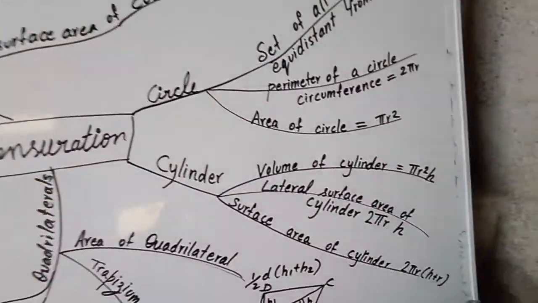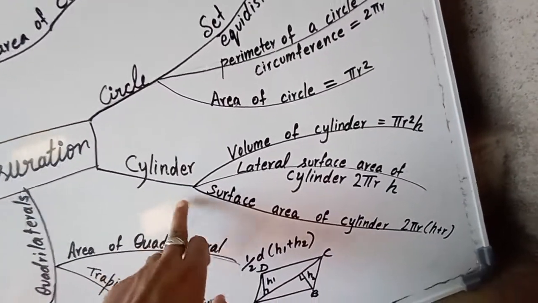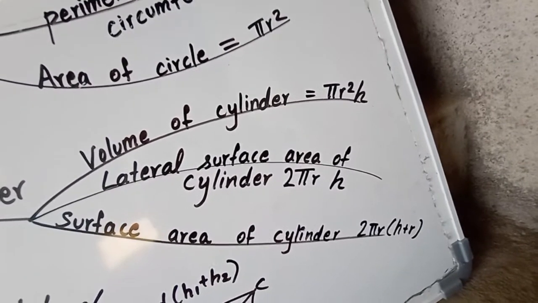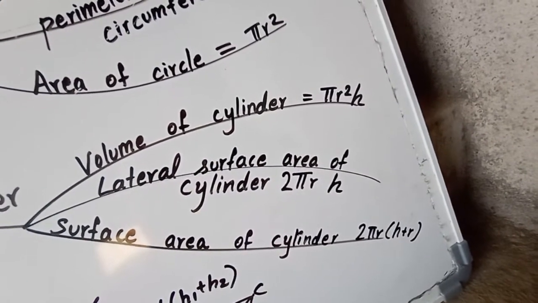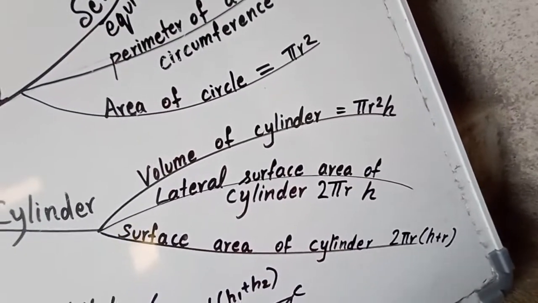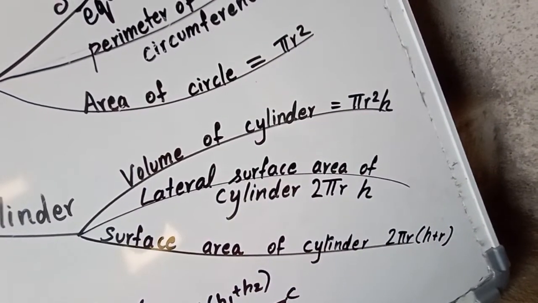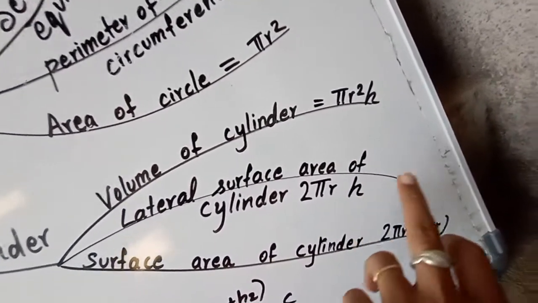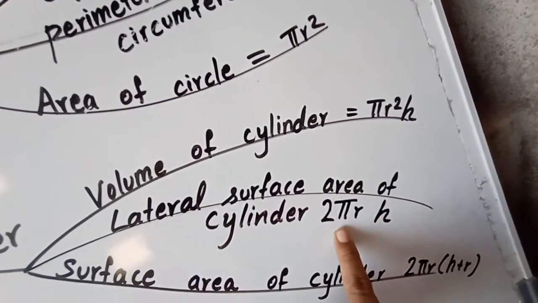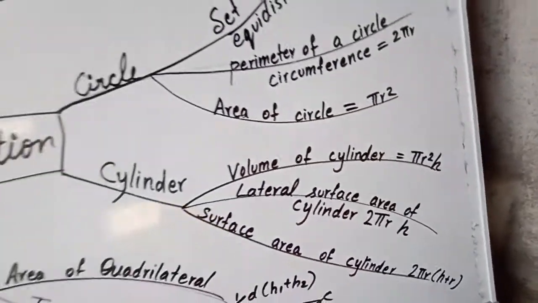One more is left out, that is the cylinder. The surface area of a cylinder is 2 pi r (h plus r). For the lateral surface we get 2 pi r into h, because in a cylinder the lateral surface gives only a rectangular shape. The length will be 2 pi r and the height h. So we get 2 pi r h.